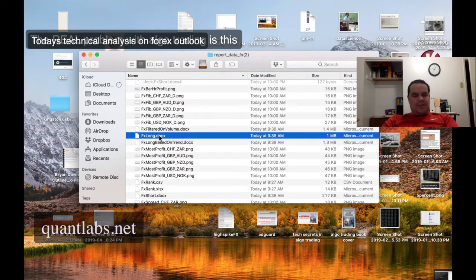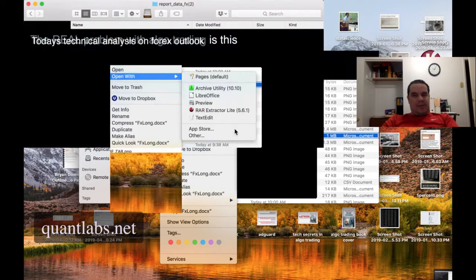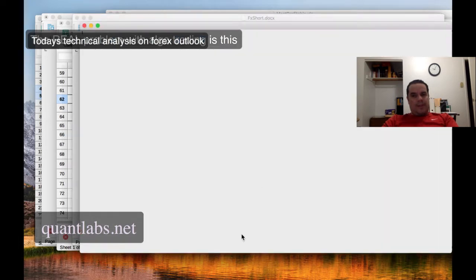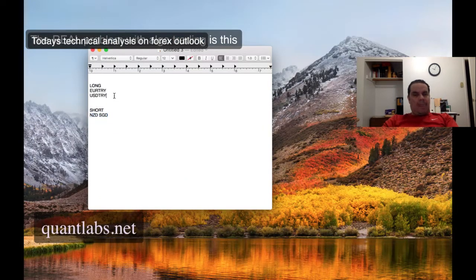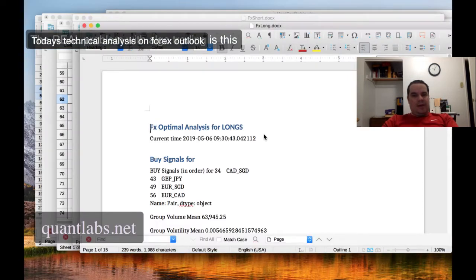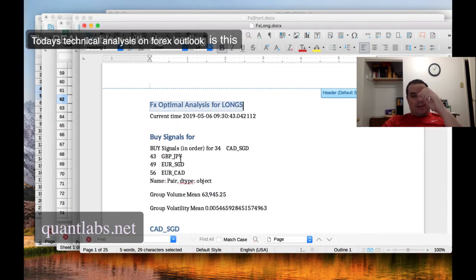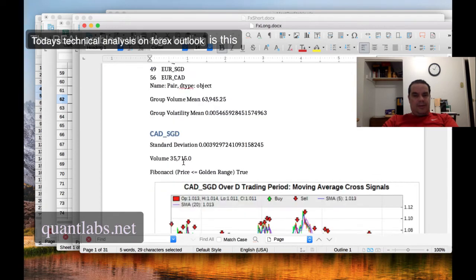So let's first look at the one that is just based on nothing. See which one it says to long. Now, looking at the list here for along, we may see euro against the Turkish lira, USD against the Turkish lira, and remember, the current spread cost is feasible to allow this. So here's the order we have: Canadian against the Singapore dollar, the pound against the Japanese yen, euro against the Singapore dollar, the euro against the Canadian dollar.